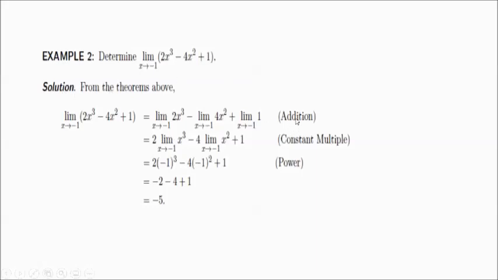As well in here, so we have addition. So dumagdag lang siya ng isa pang term. So distribute the limit. So addition theorem. And then constant multiple. So nilabas yung constant. And then again, substitute negative 1. This is actually in the power theorem. And then evaluate. So negative 1 cube is 1 times, no, sorry, negative 1 cube is negative 1. Kasi negative 1 times negative 1 is positive 1 times negative 1 is negative 1. So times 2. Negative 2. And then in here, negative 4 plus 1. So negative 5. Okay?